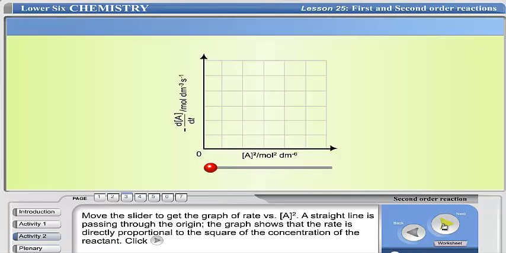Move the slider to get the graph of rate versus concentration of A to the power 2. A straight line is passing through the origin. The graph shows that the rate is directly proportional to the square of the concentration of the reactant. Click Next.